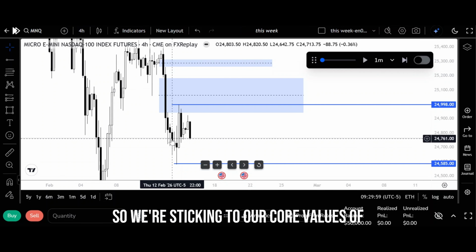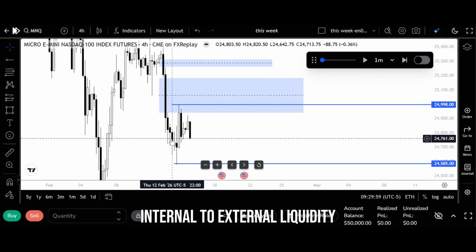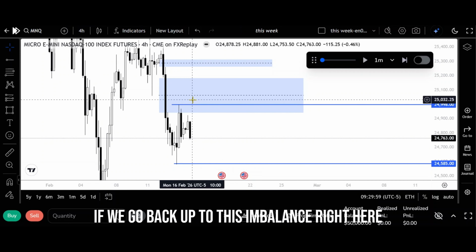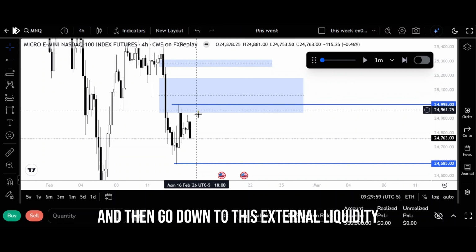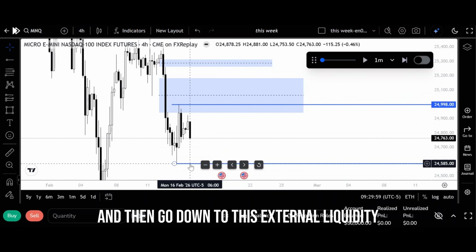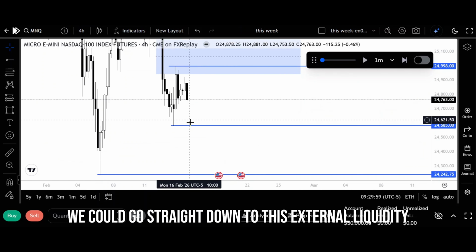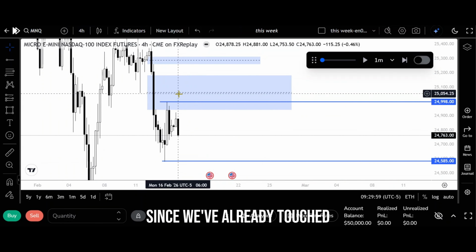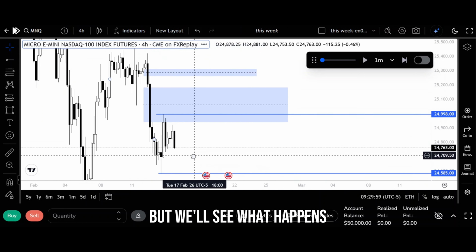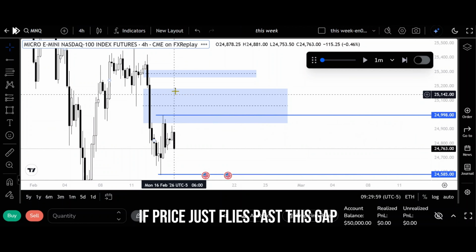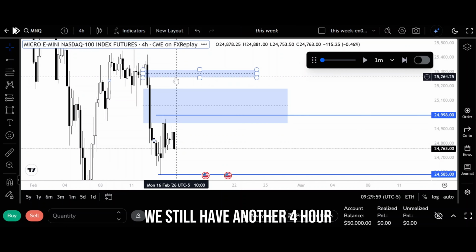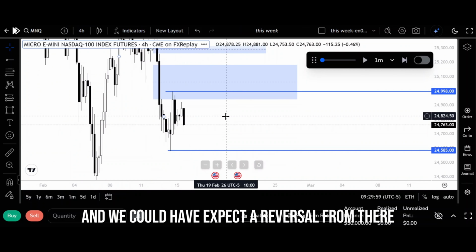So we're sticking to our core values of internal to external liquidity. If we go back up to this imbalance right here and then go down to this external liquidity, that's how the market moves. Or we could go straight down to this external liquidity since we've already touched this internal liquidity, but we'll see what happens. If price just flies past this gap, we still have another 4-hour resting all the way up here that is unfilled, and we could expect a reversal from there.